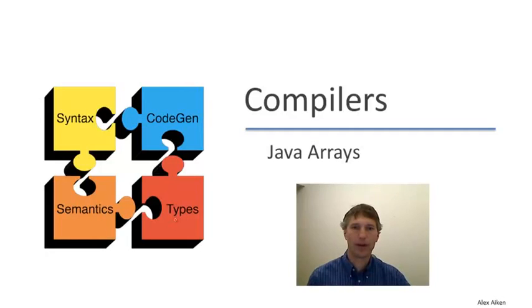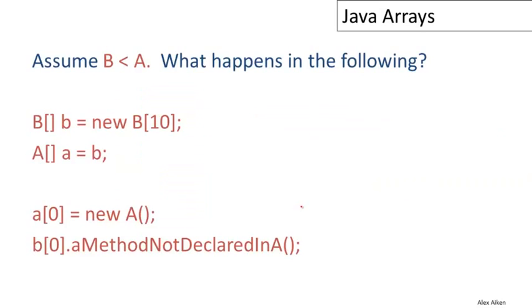In this video, we're going to take a look at Java arrays. Let's say we have two classes, A and B, and that B is a subclass of A. And let's think about what happens when we execute the following piece of code.